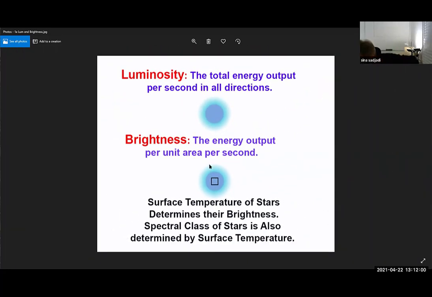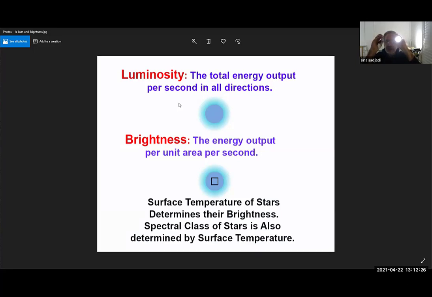So let's see, I have two flashlights. You can tell this just by looking. Here's one flashlight, here's a second flashlight. Which one is more luminous? This one. This one is not as luminous. Why isn't it as luminous? Because this one is smaller. It's also not as bright.